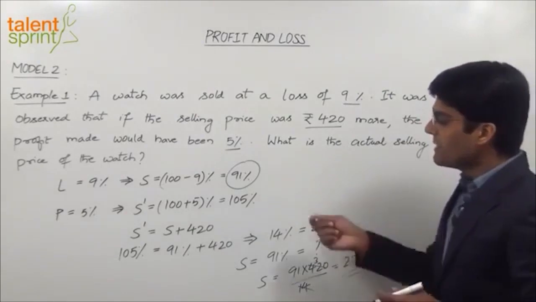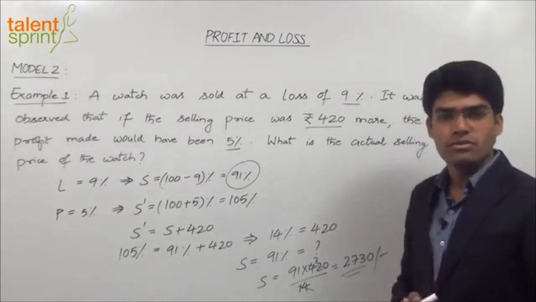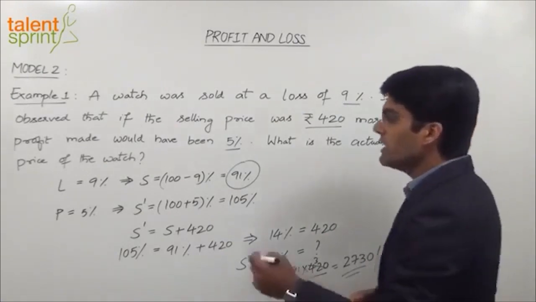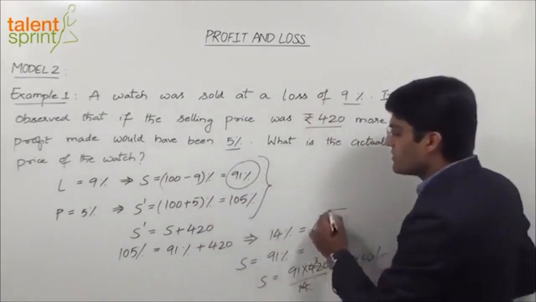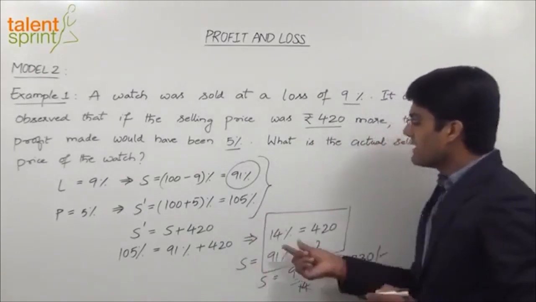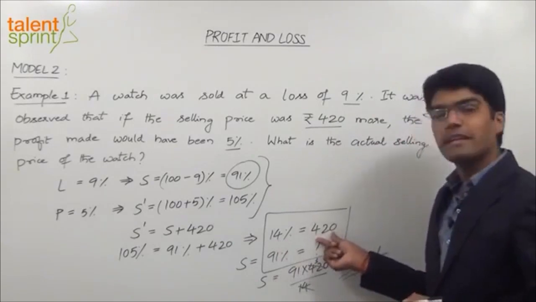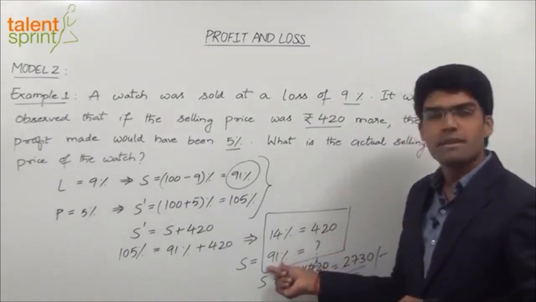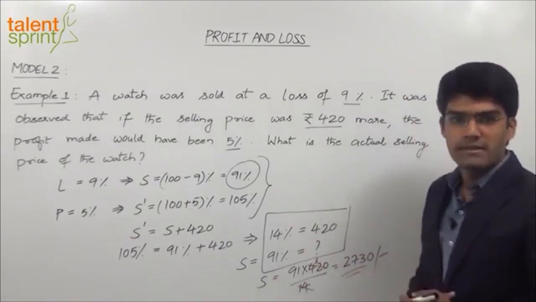So this is how simply with the help of percentages we can get the required answer in just 1 or 2 steps. Remember friends, you need not write all these steps in the exam. The most important part to be understood here is this, that the difference between 2 selling prices is 14%, which is given as 420. And we are supposed to find out the original price, 91%. So simply cross multiply and find out the required answer.